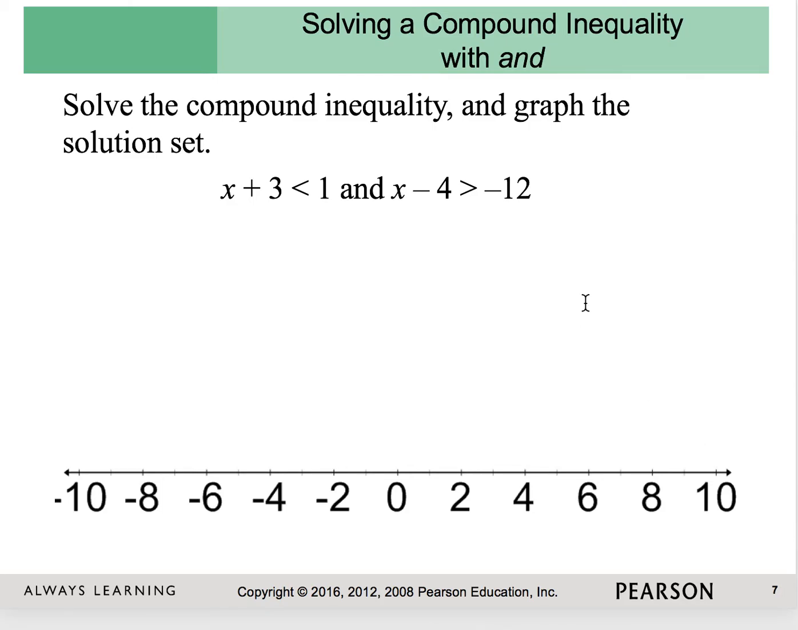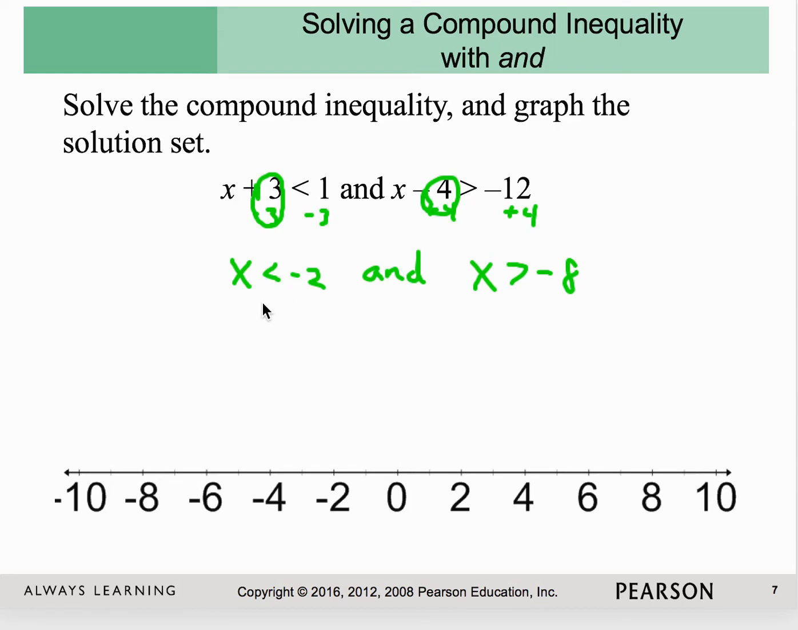Okay, solve the compound inequality and graph the solution set. And I'm going to write the answer in interval notation. Right? Okay, because we need that. I'm not sure why it's not on here. Okay, so I'm going to solve each inequality first. So I need to subtract 3, which means x is less than -2. And if I add 4, x is greater than -8.